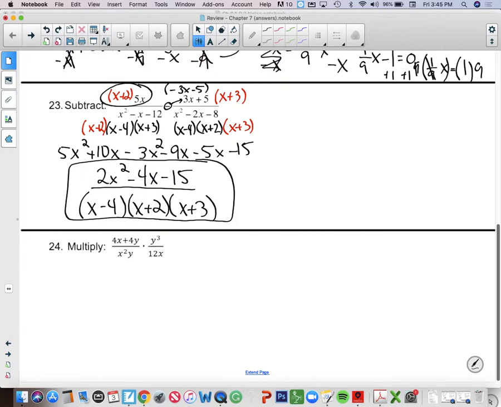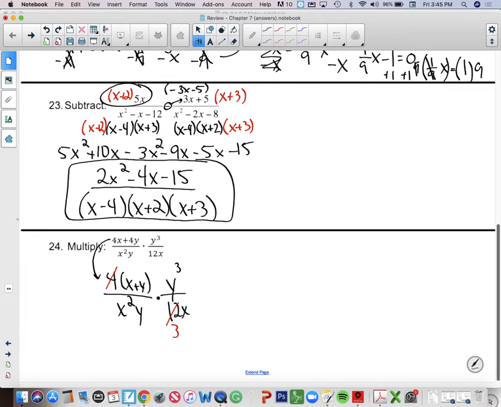Okay, so 24, multiplying those. The top here we can factor, so take a 4 out, you get x plus y. Bottom, you can't do anything. That's just a monomial. You don't factor monomials, they just stay as they are. So then these over here, the terms right here, y cubed over 12x, those are both monomials, so they don't factor at all either. So then we want to simplify any numbers that we can cross cancel, which would be the 4 and the 12, so that would turn into a 3 down there.